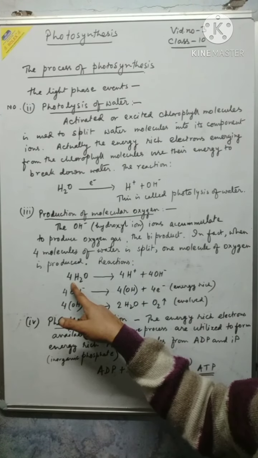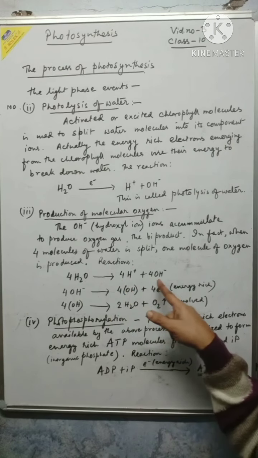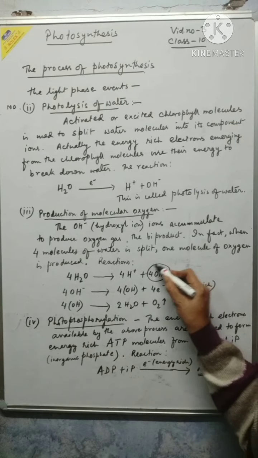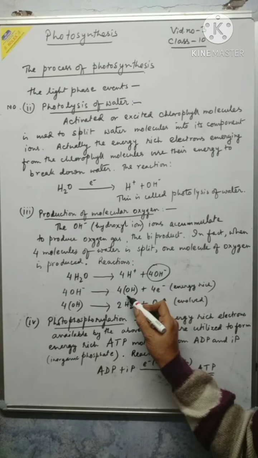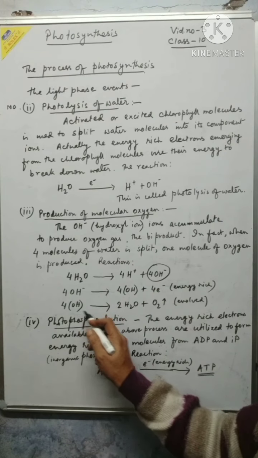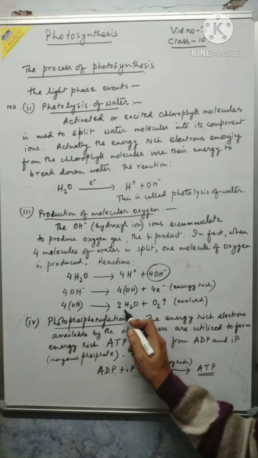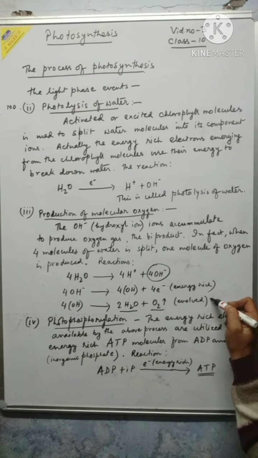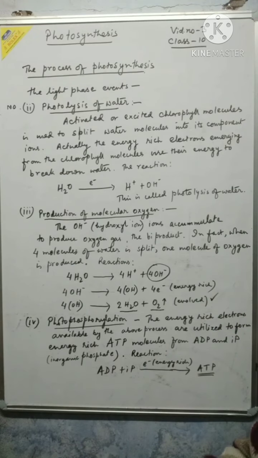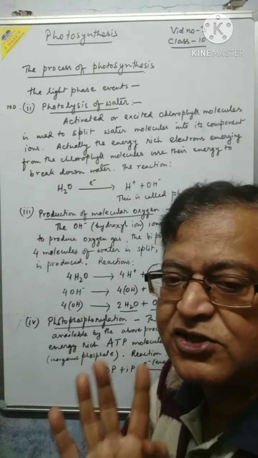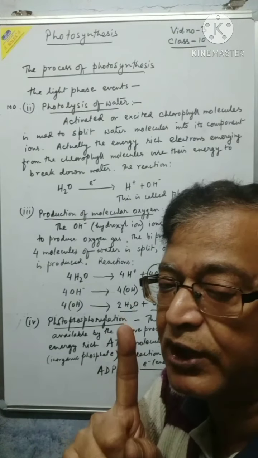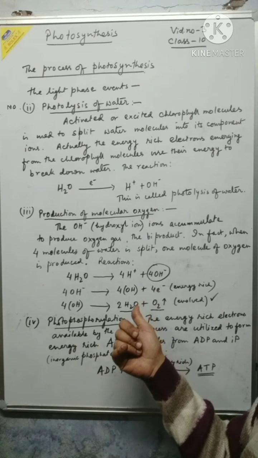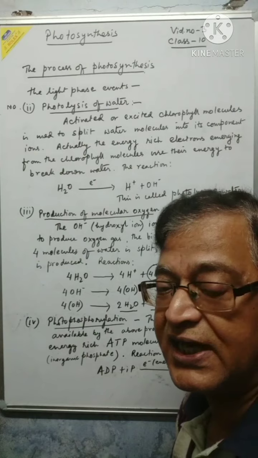4 molecules of water break down to 4H plus and 4OH minus. These 4OH minus release their electrons to become radical form, and this radical form finally divides into 2 molecules of water and 1 molecule of oxygen gas, which is evolved. So a minimum of 4 molecules of water must be split to produce 1 molecule of oxygen gas. And here is the proof. So this is another important event where the byproduct oxygen gas is produced.